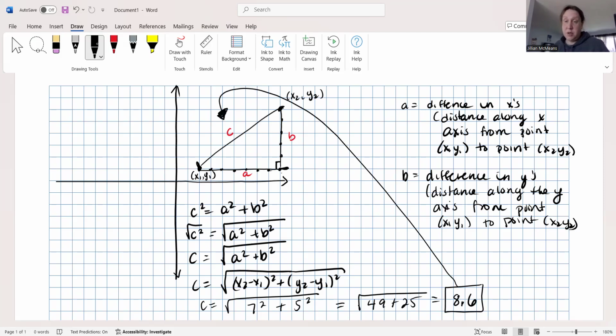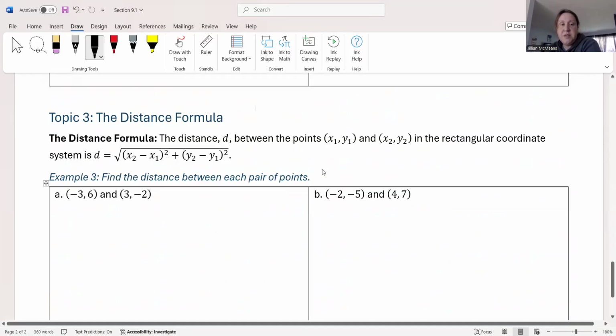We're just given the formula and told to trust the process, but this is the process. This is what's happening behind the scenes. So let's go ahead and practice. So we'll go back to the original worksheet. Okay, so example 3 says find the distance between each pair of points.